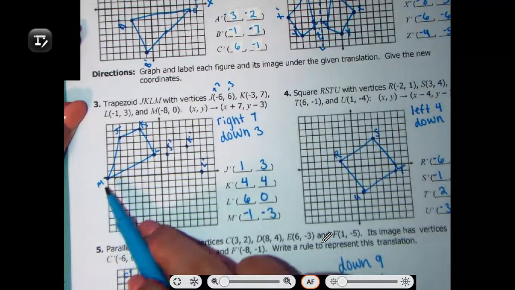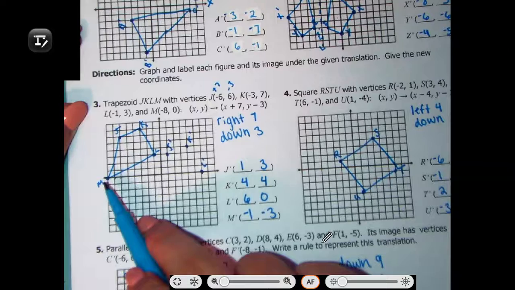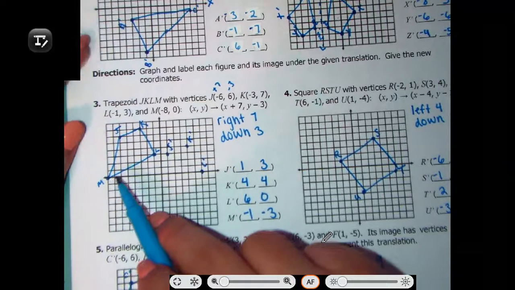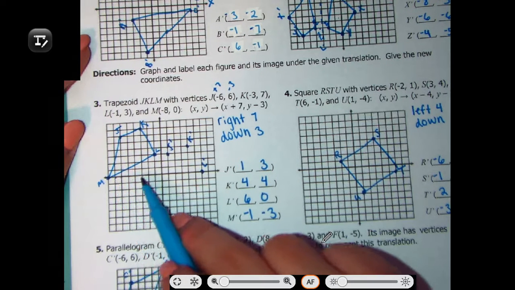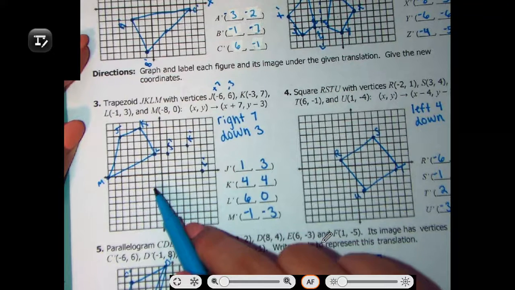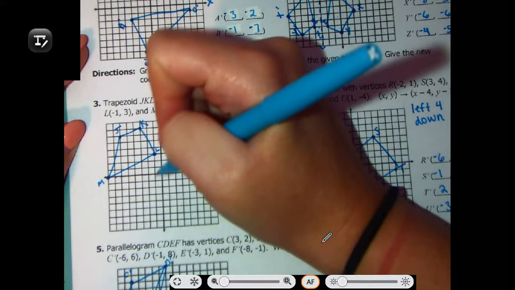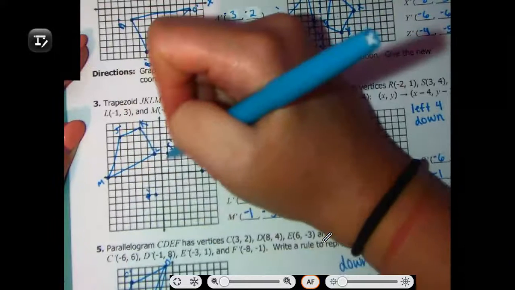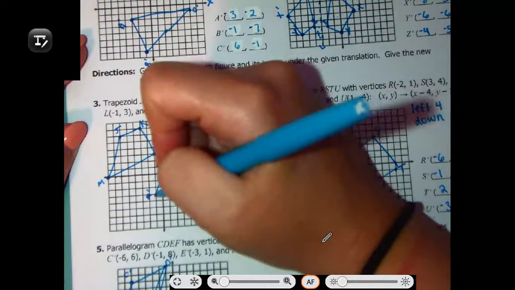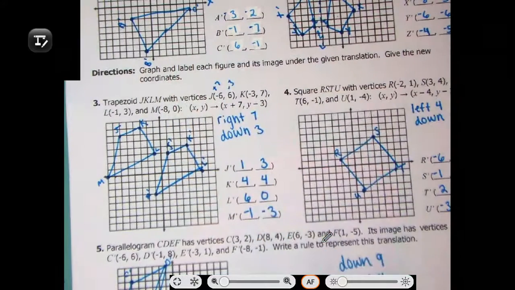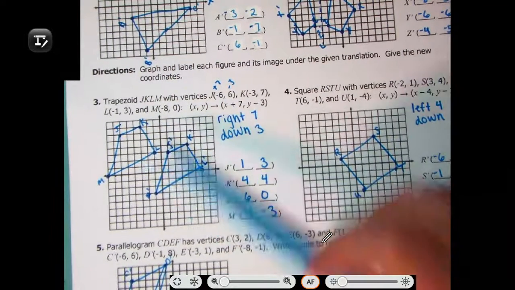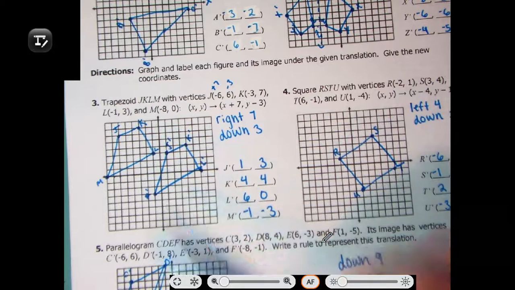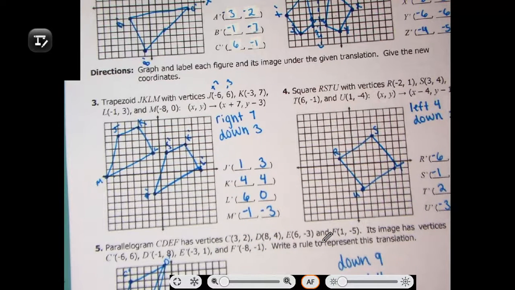And then for M, I'll go back to the other way just to keep showing you both. So I'm going to count over 7. 1, 2, 3, 4, 5, 6, 7, and then down 1, 2, 3 to be at -1, -3. So I showed you two different ways, and it's up to you which way you want to do it. It does not matter. So now you can kind of notice I took this trapezoid and it got moved right 7 and down 3. So to the right and down, and that's what it looks like in my picture. So it looks like I did it right.